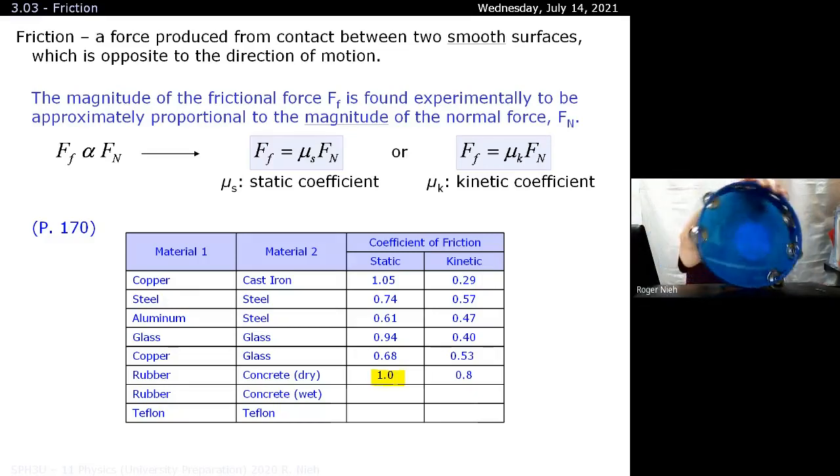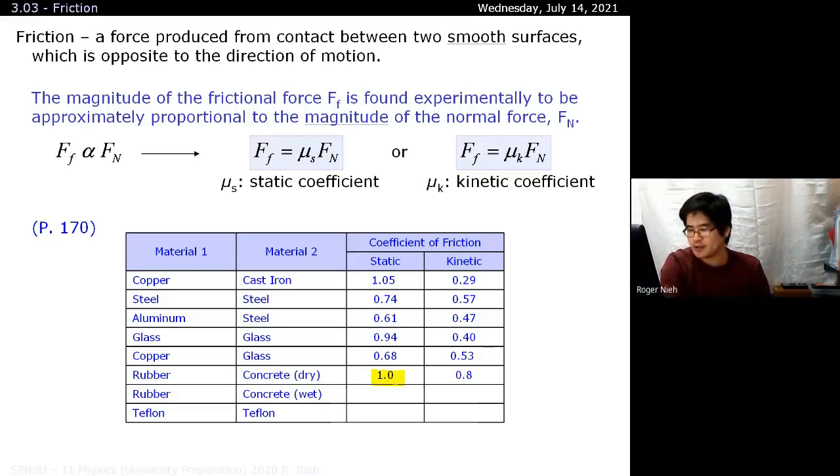Okay, so they're not gliding on top of each other. They are making a static contact. So on an ordinary day, when you're driving your vehicle, the coefficient of friction between your car's tires and the ground will be at 1.0.